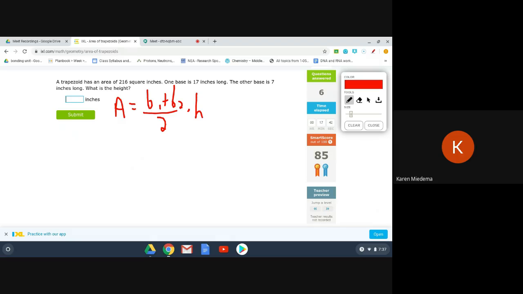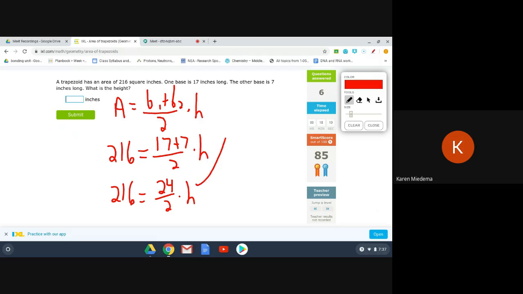A trapezoid has an area of 216. We could go ahead and substitute in. B1 is 17. B2 is 7. And we're solving for the height again. Well, just like in the last problem, what you want to do is simplify the numerator. So 17 plus 7, you get 24 over 2 times h.